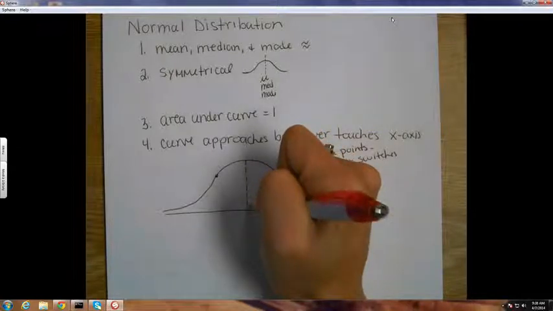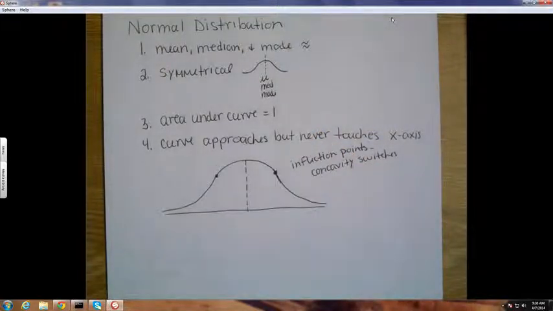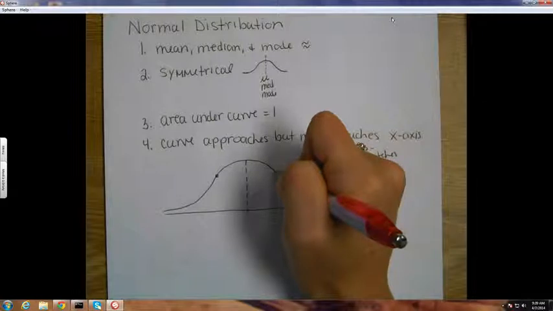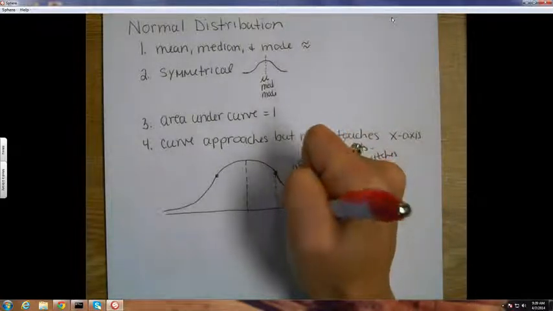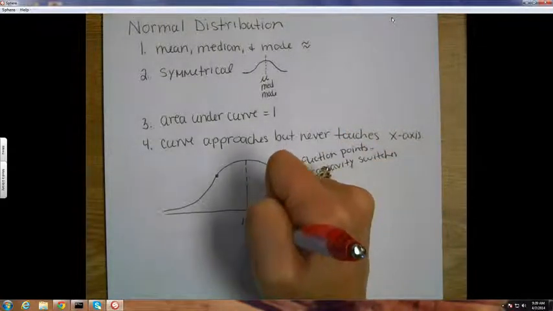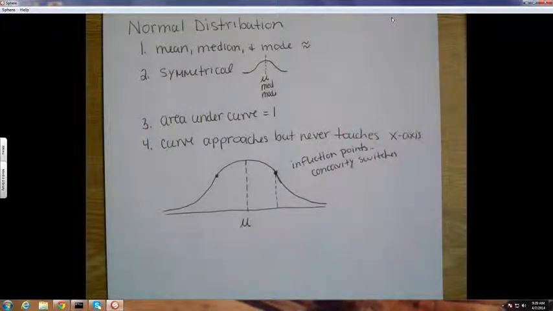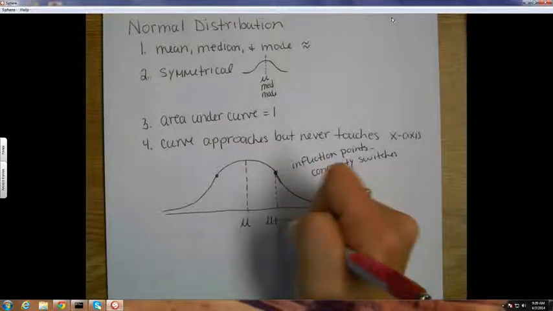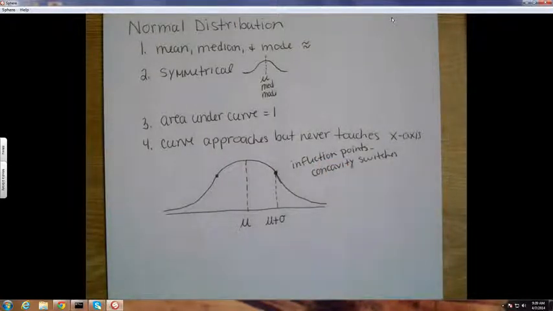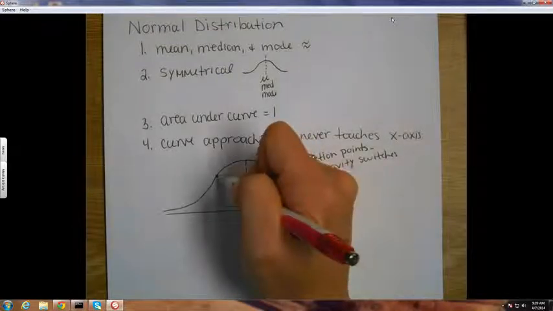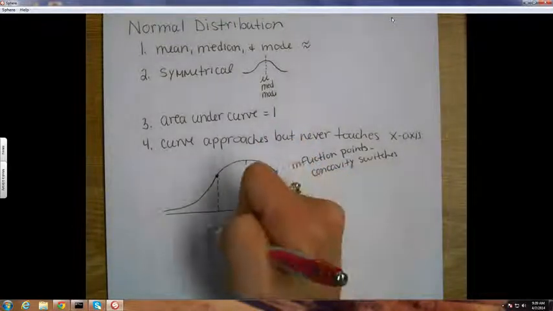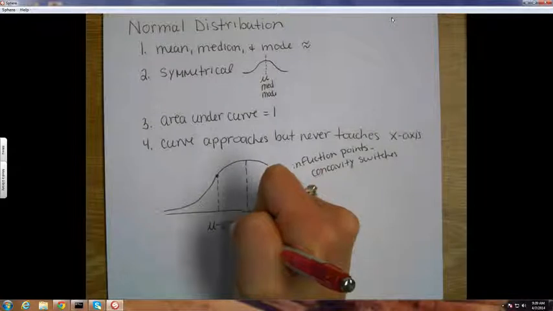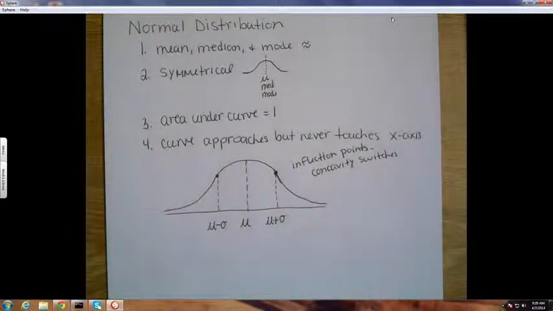Okay. And that inflection point happens exactly 1 standard deviation away from the mean. You remember doing this before? We went 3 standard deviations out. So if this is my mean, that inflection point happens 1 standard deviation up. So it's mean plus a standard deviation. This one, mean minus 1 standard deviation. That's where your inflection point is happening.